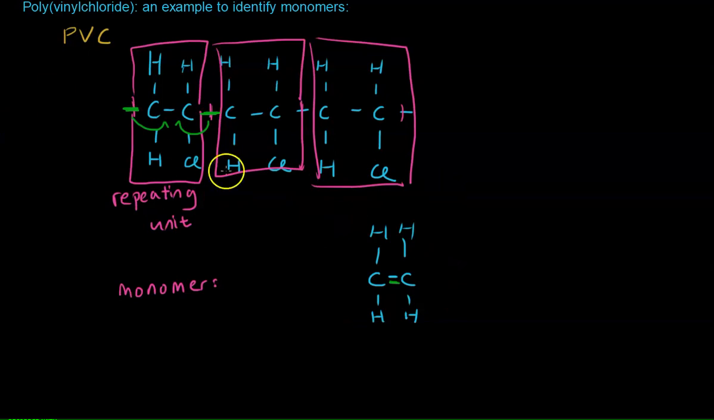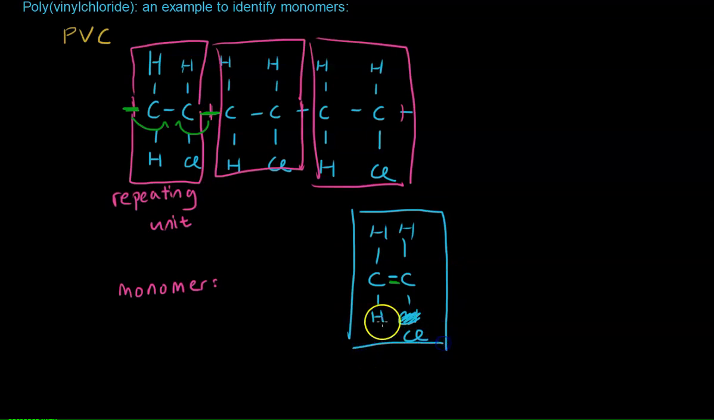Sorry, this shouldn't be a H. This should be a Cl. And this is the monomer I'm looking for. And this is how, from a long chain, you go into the repeating unit and you go into the monomer.